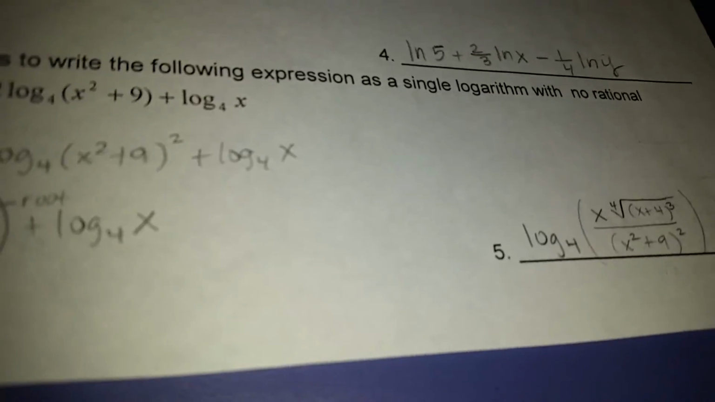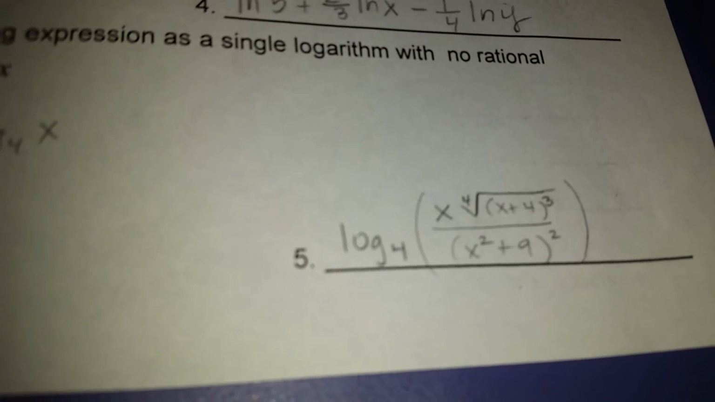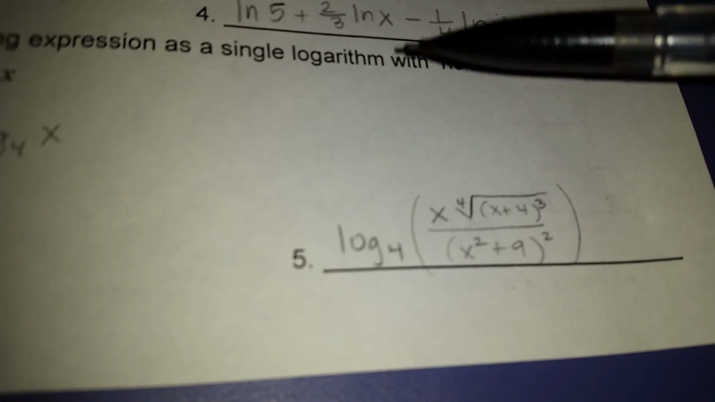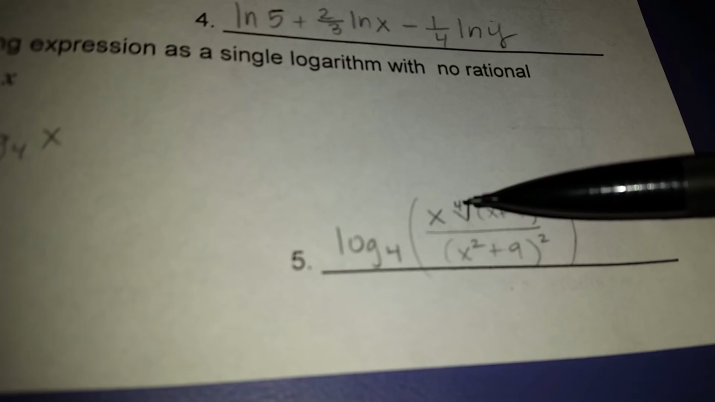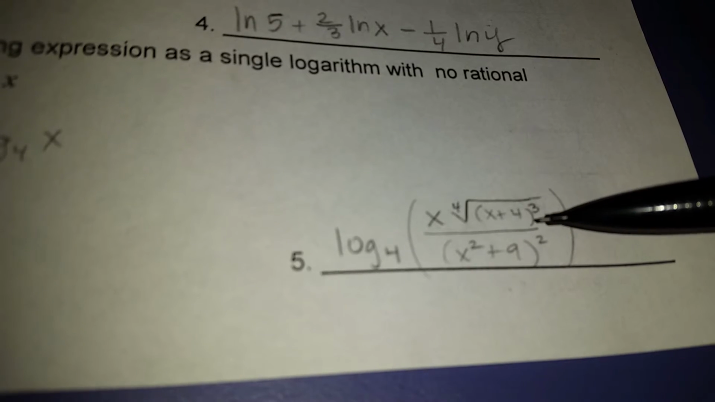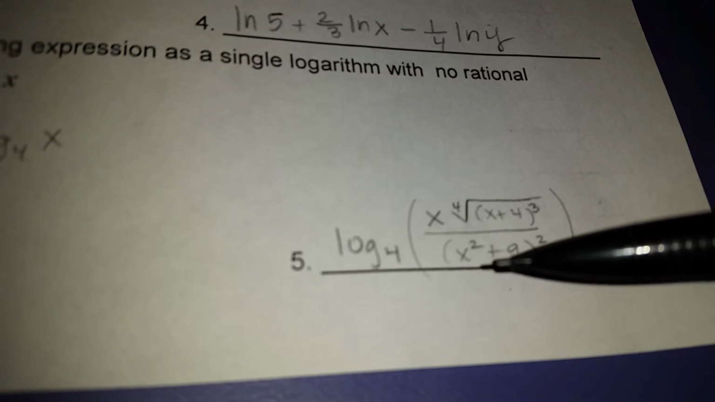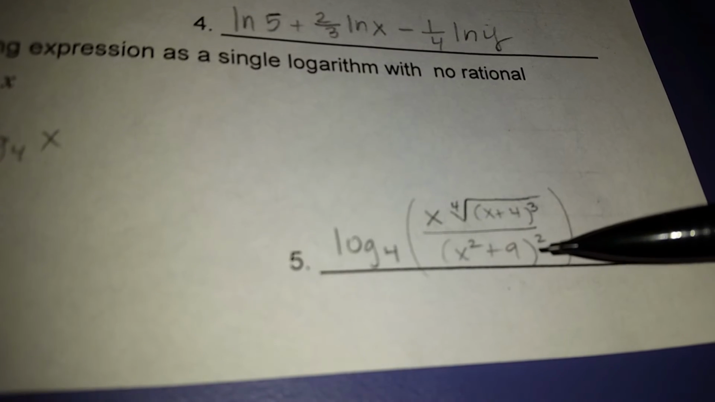So let's look and see how our final answer should be. So I have log base 4. That's also something people forget. Don't forget to do your log base. So log base 4 of x multiplied by the root 4 of x plus 4 cubed. And then that would be divided by x plus 9, and that quantity would be squared.